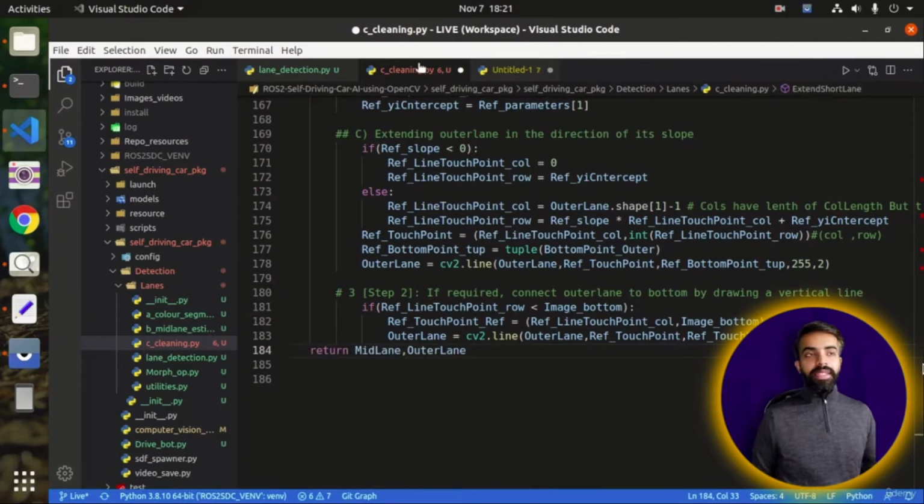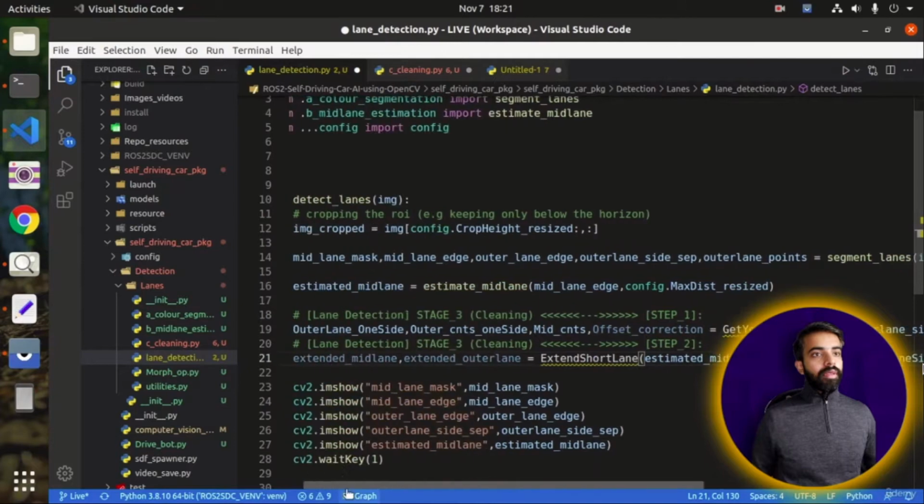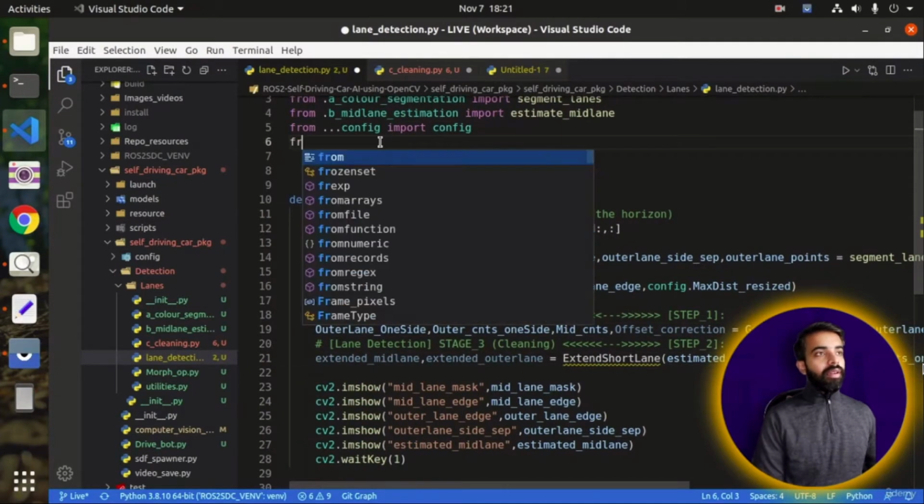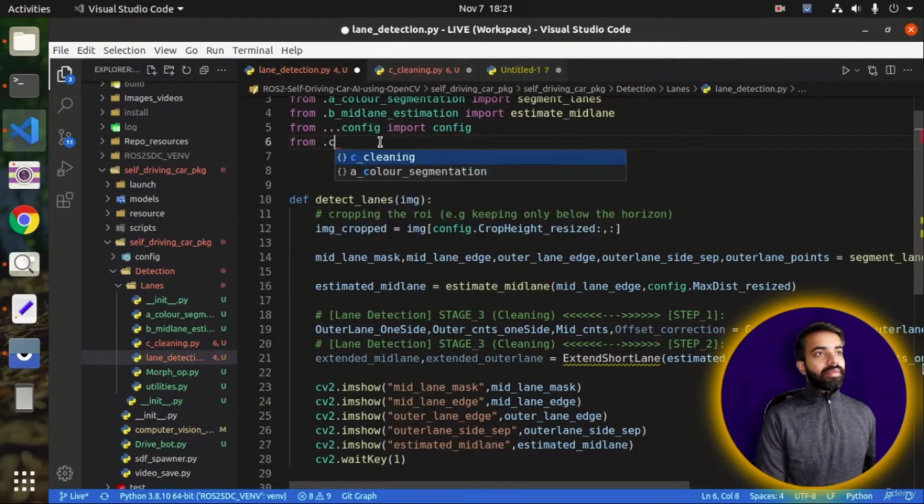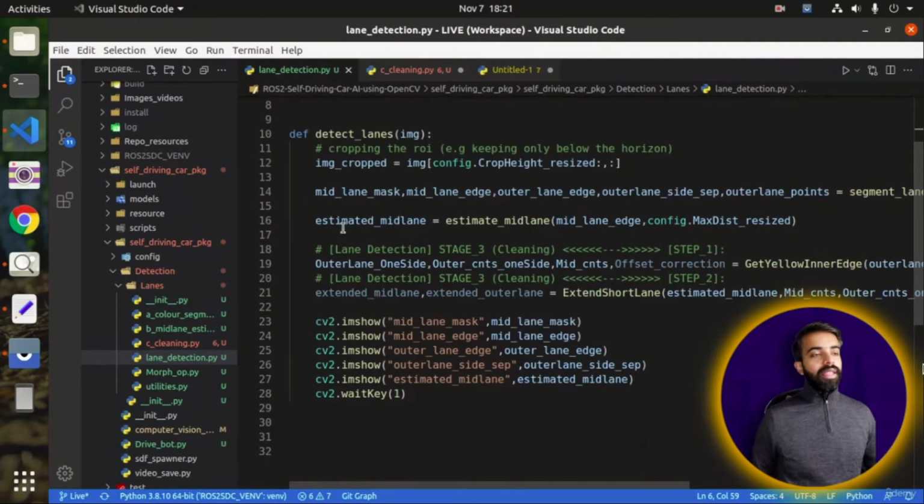Once we have extended both these cases, all that is left for us to do is simply declare it in the lane detection module by calling it with the required arguments. So we need to import it from our cleaning module. Import both these functions representing the two sides, that is get yellow inner edge and extend short lane, and then simply show whatever we have retrieved. The three things that we got are the outer lane one side, the extended mid lane, and the extended outer lane.